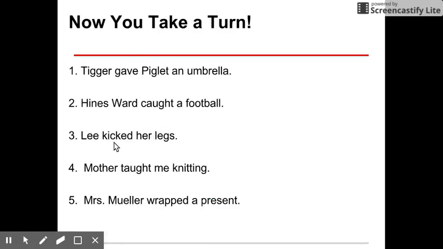Now you're going to take your turn. I would recommend using a whiteboard or some paper. Do something so you can write these out and do all of the steps. Okay, number 1, Tigger gave Piglet an umbrella. 2, Heinz Ward caught a football. Do all your steps: step 1, step 2, and now step 3. Number 3, Lee kicked her legs. 4, Mother taught me knitting. Number 5, Mrs. Muller wrapped a present.